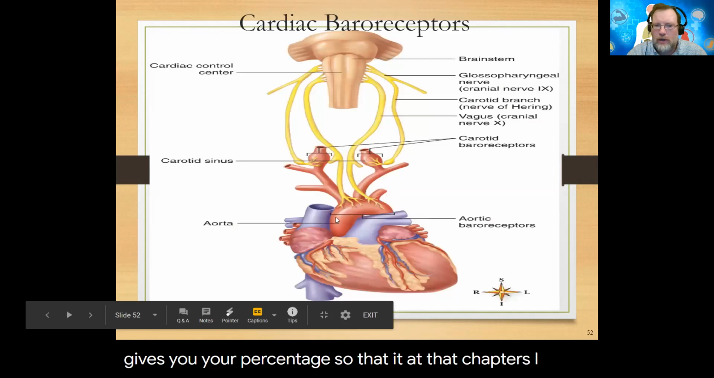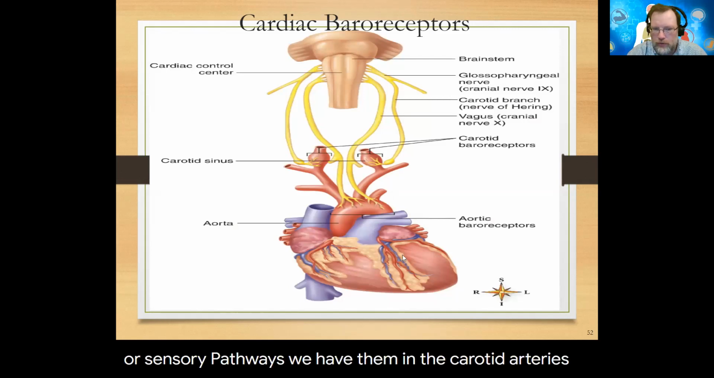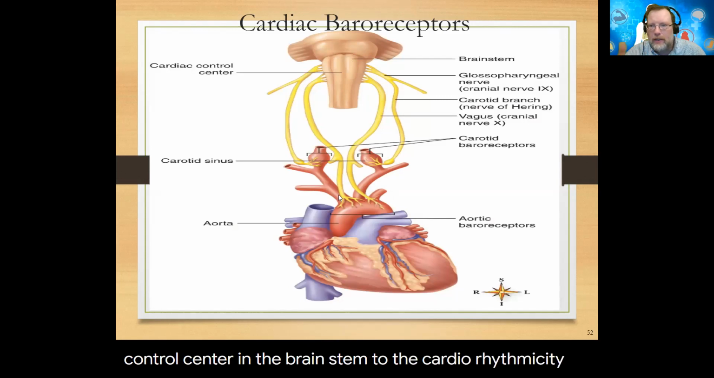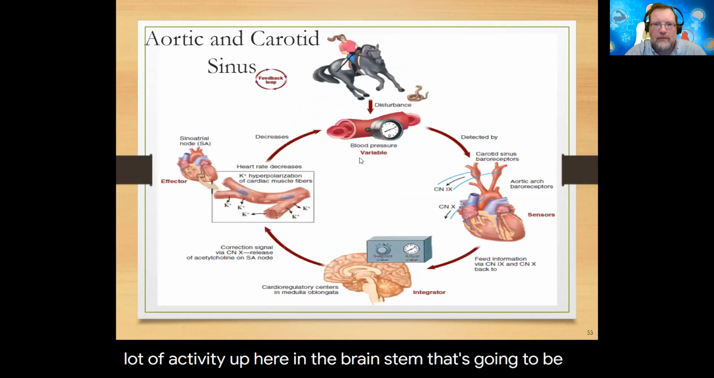Baroreceptors, I mentioned those pressure receptors. These are those afferent or sensory pathways. We have them in the carotid arteries too. These are sending signals primarily to that cardiac control center in the brainstem, the cardiac rhythmicity center. We've got the pneumotaxic centers for breathing. There's a lot of activity up here in the brainstem that's going to be receiving that information.